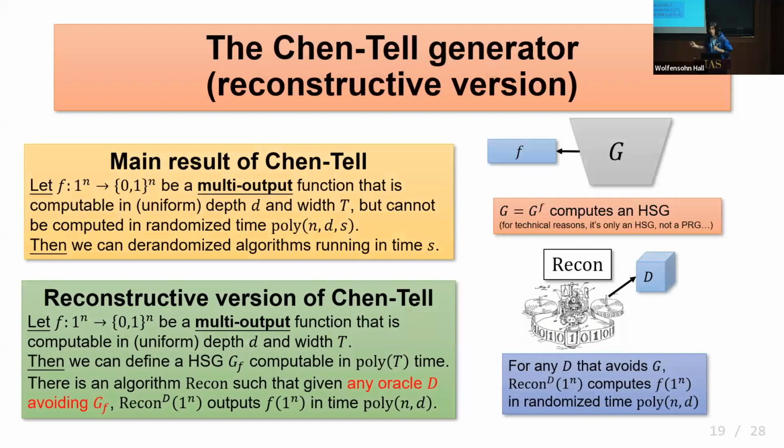This is a template of almost all pseudo-random generator proofs. You say if the generator doesn't work, this means that some probabilistic algorithm is not fooled by it. And from it, you build a circuit or a Turing machine for the supposedly hard function, and that's your contradiction. So this is really a template for all pseudo-random generators.